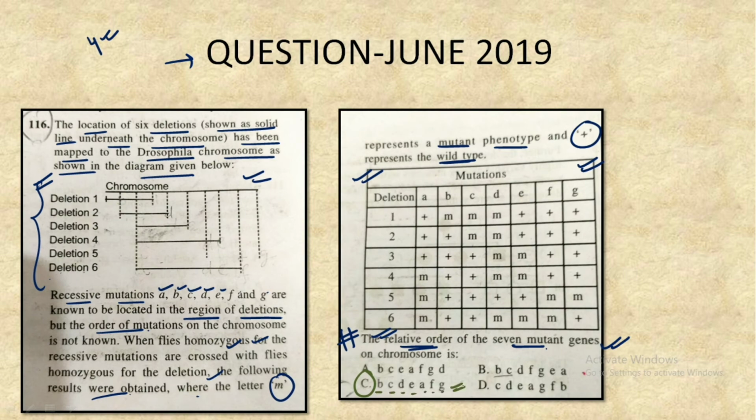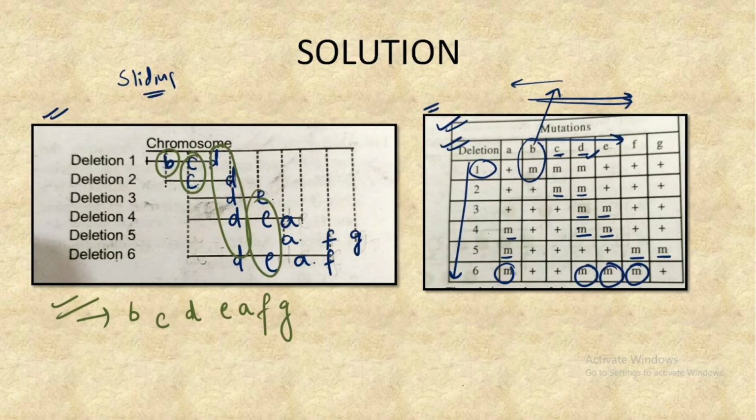As you can see, this question is very simple. All you need is to understand the trick to solve it. What you have to do is just write down the order of the genes in a sliding manner, overlapping each other at the areas of the same mutations, and then you will easily get the order of the genes.